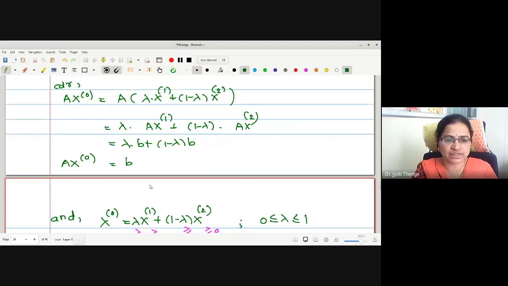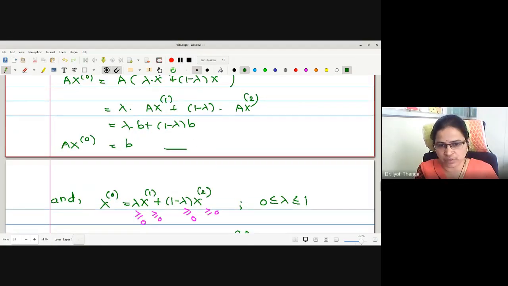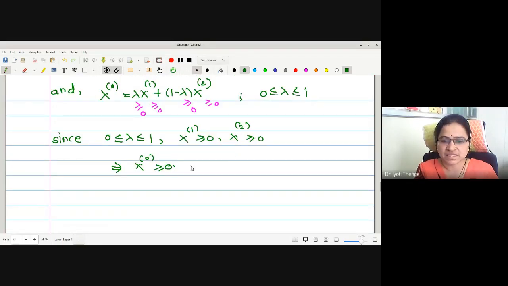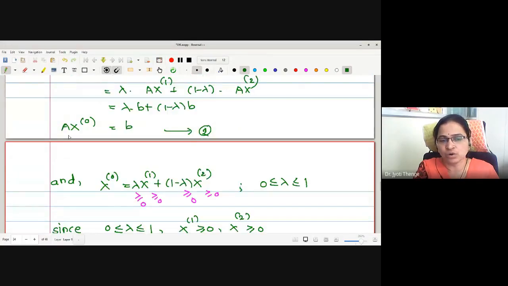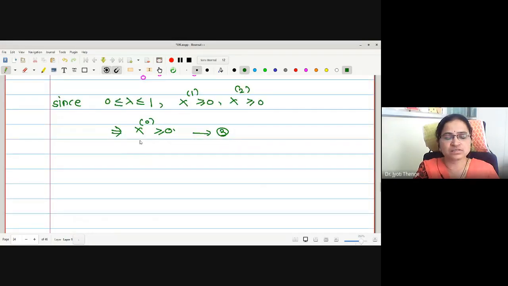So we have proved x0 satisfies the constraint, that is Ax0 equals b. Let me call it statement number 2, and let this be statement number 3. So from 2 and 3, what have we observed? 2 gives us that x0 satisfies the constraint. 3 gives us that x0 satisfies the non-negativity restriction.